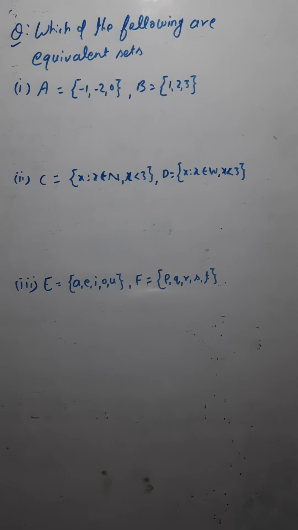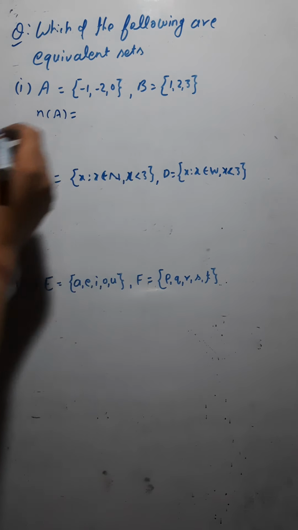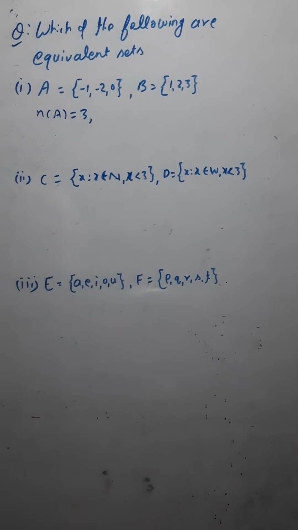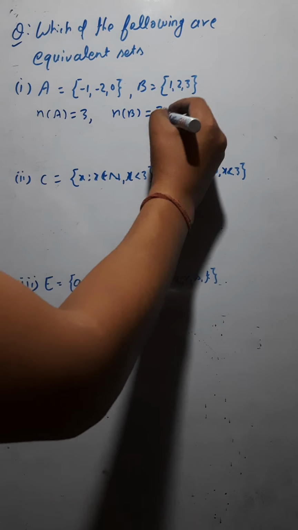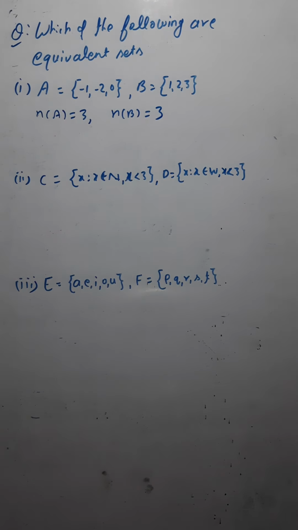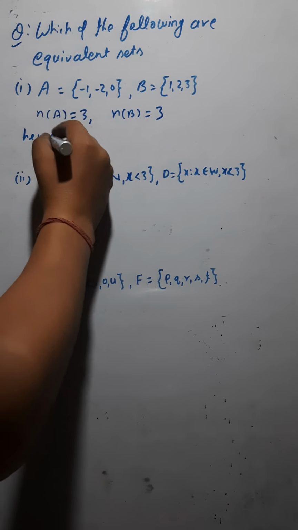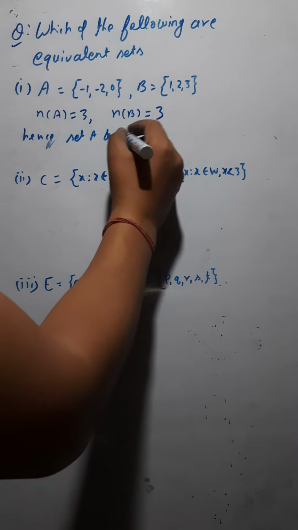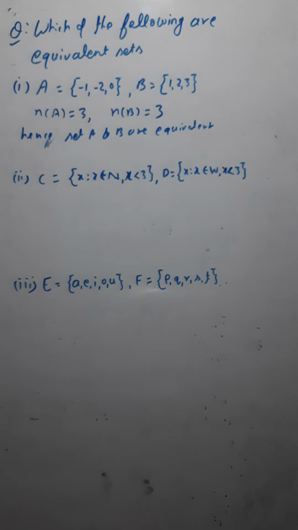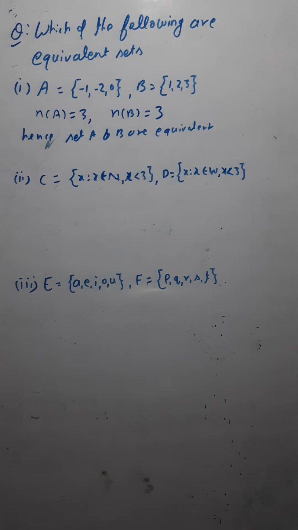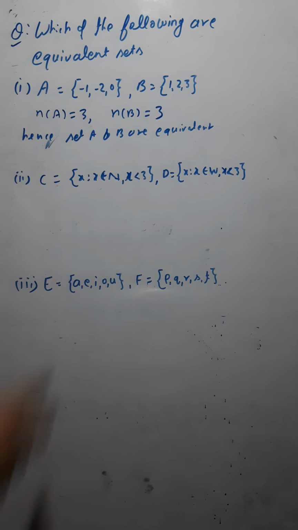sets. Okay, so in the first case, let's check the cardinal number of set A and set B. If you see the cardinal number of set A, that is n(A), how many elements are here? 1, 2, 3, so 3 is the cardinal number. And if you see the cardinal number of set B, again you have 3 elements there. So we have the same cardinal number here, isn't it? Hence set A and B are equivalent sets. You will be calling set A and B equivalent sets. Why? Because both the sets have 3 elements, isn't it?